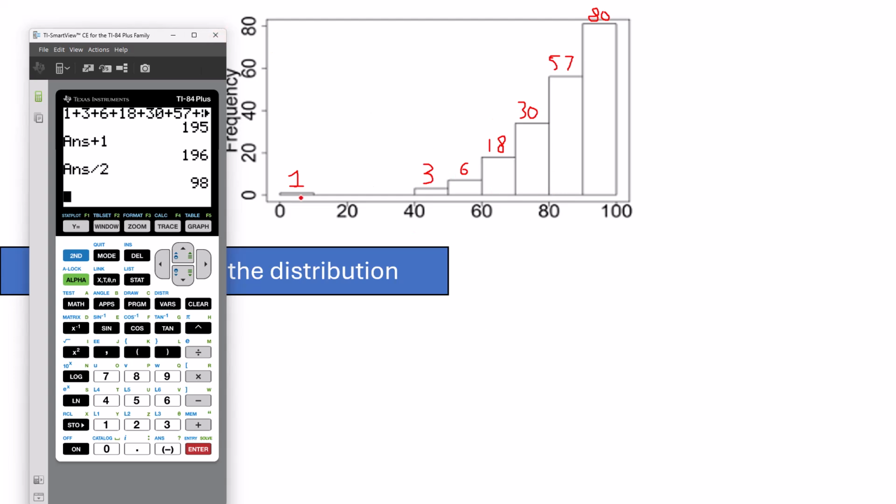So the way I'm going to do this is I'm going to start adding these values up until I can figure out exactly where the 98th value is. So I'll show you how I can do that. I know it's not going to be in the first few bars. It's probably going to be either this bar or this bar. It's looking like it's probably between 80 and 90, but I'm not quite sure yet.